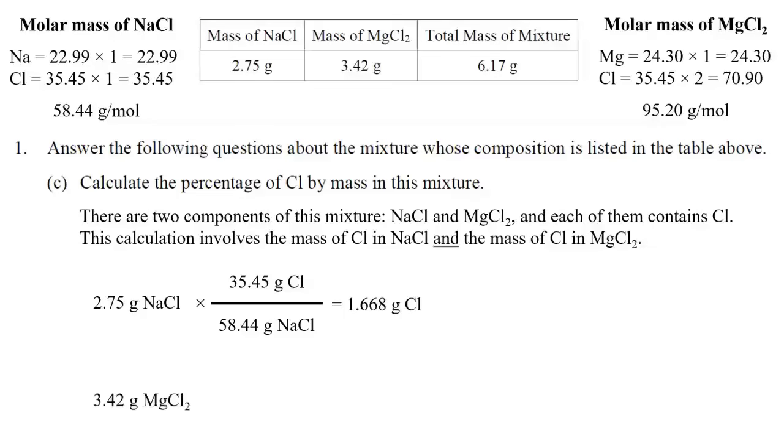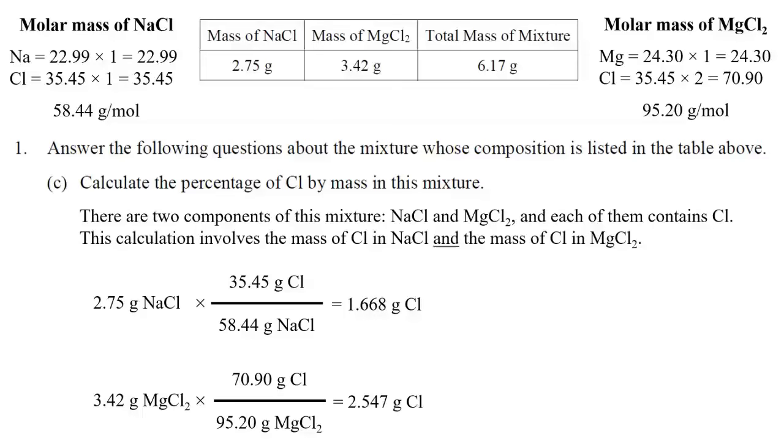3.42 grams of magnesium chloride. Let's figure out how much chlorine is present in that sample. Remember that there are 2 chlorines in the formula. So the mass of chlorine is not 35.45, but rather 70.90, divided by the total mass of magnesium chloride. Again, that comes from the information in the periodic table. So times 70.90 divided by 95.20, and that gives us 2.547 grams of chlorine.